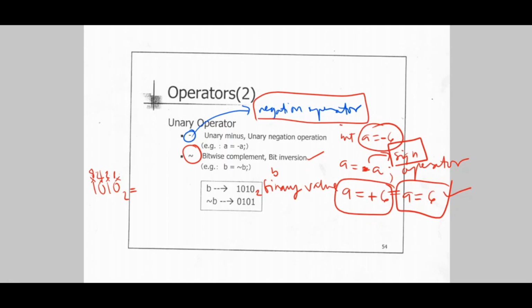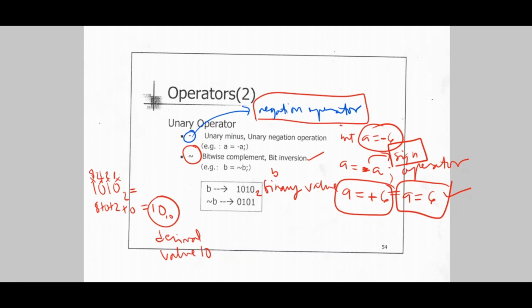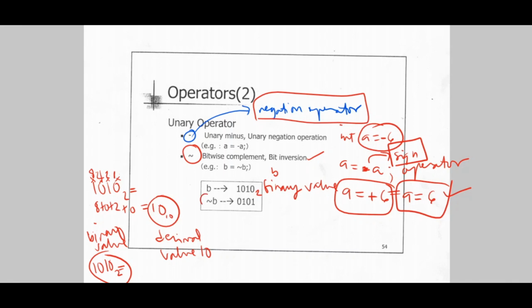This would be 8 times 1 is 8, plus this is 0, plus this is 2, plus this is 0. So that is equivalent to 10, 10 base 10, or this is decimal value 10, which is equivalent to 1010 base 2. This is the binary value. We call this also the ones complement.